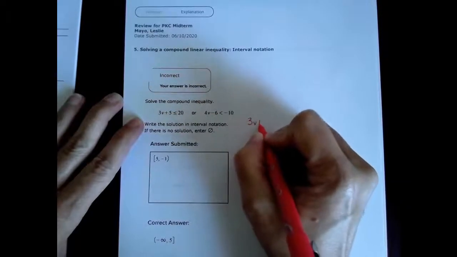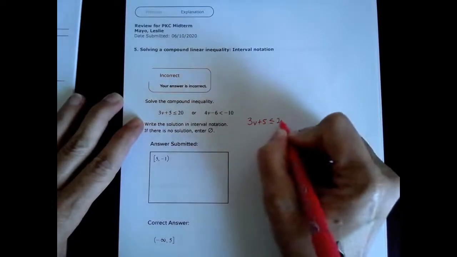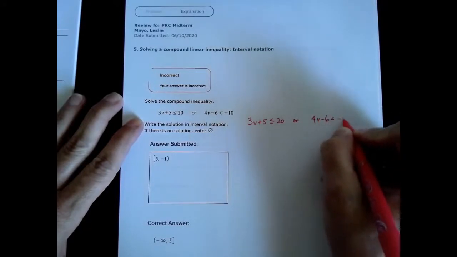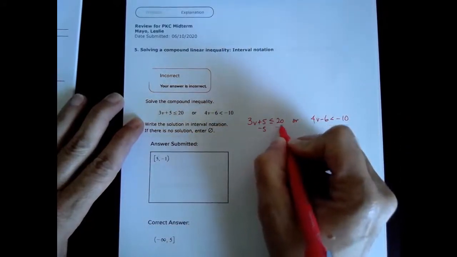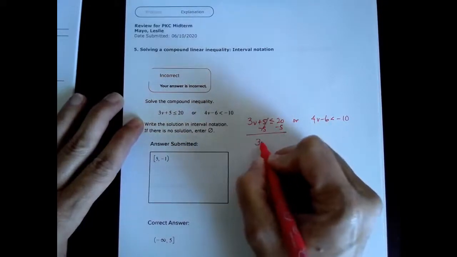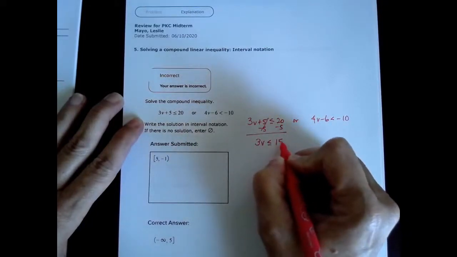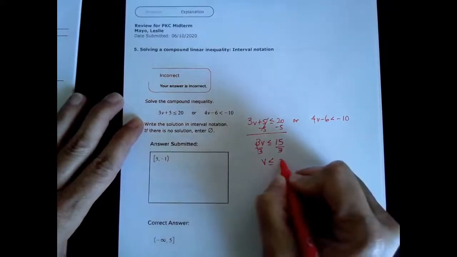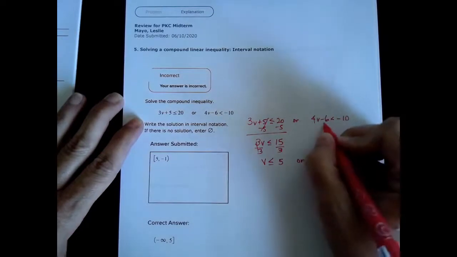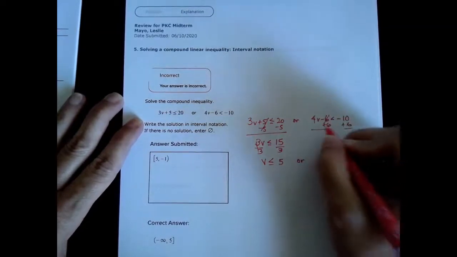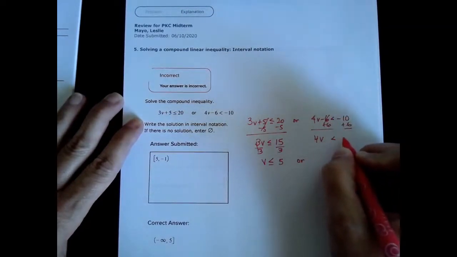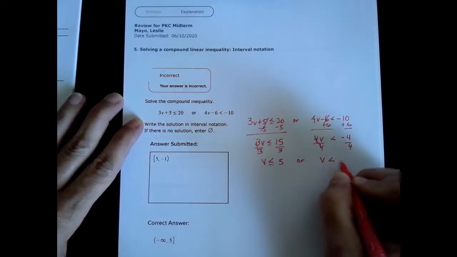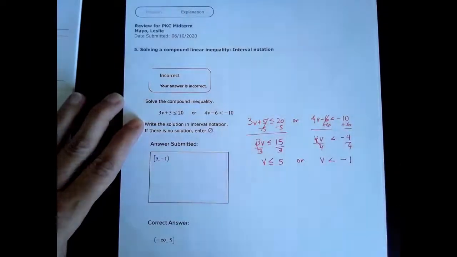So 3v plus 5 is less than or equal to 20, or 4v minus 6 is less than -10. So I'll subtract 5 from both sides. So 3v is less than or equal to 15. And then I'll divide by 3. So v is less than or equal to 5. Or I'll add 6. So 4v is less than -4. I'll divide by 4. So v is less than -1.